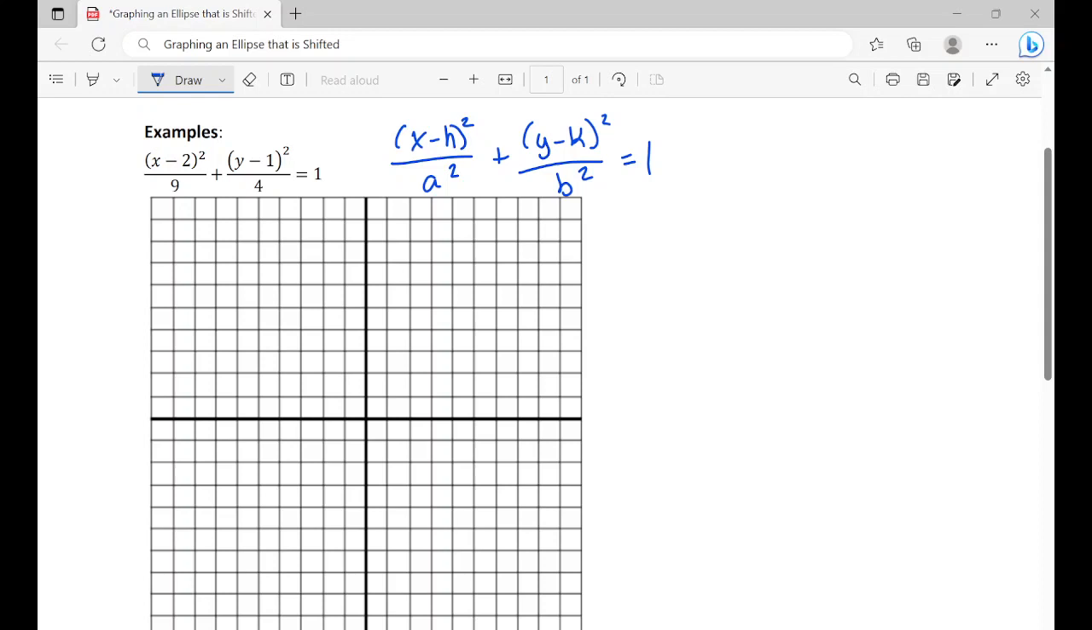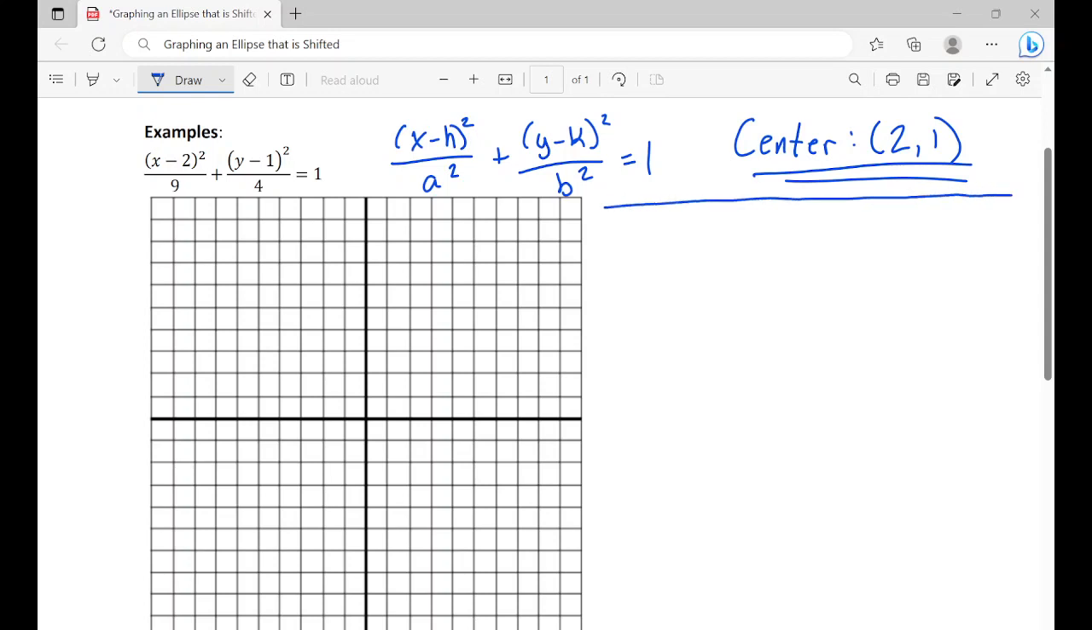So first thing we should do is find the center. And the center is (h, k), in this case 2 and 1. So the center is (2, 1). It's always the opposite of the sign that's in front of it anyway. So (2, 1). Now with the center, we can figure out what the vertices and foci are much easier.